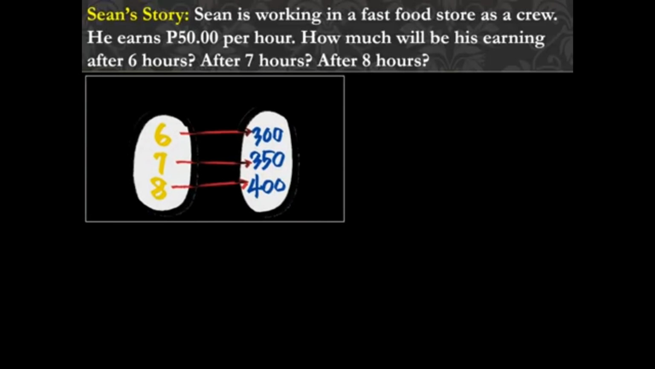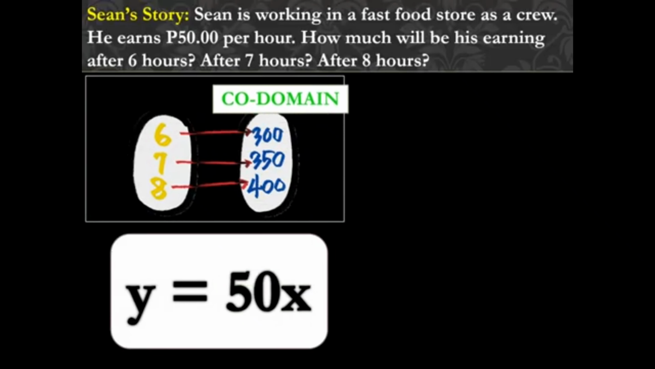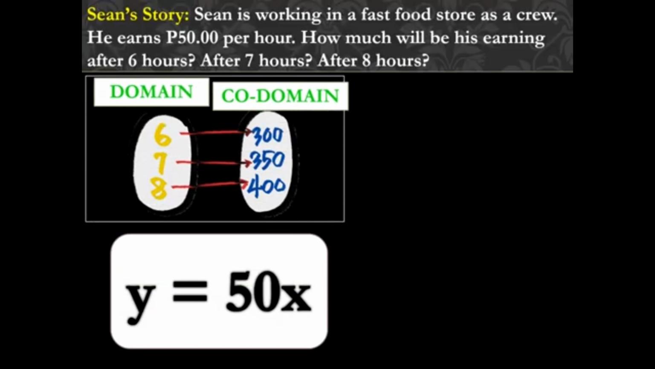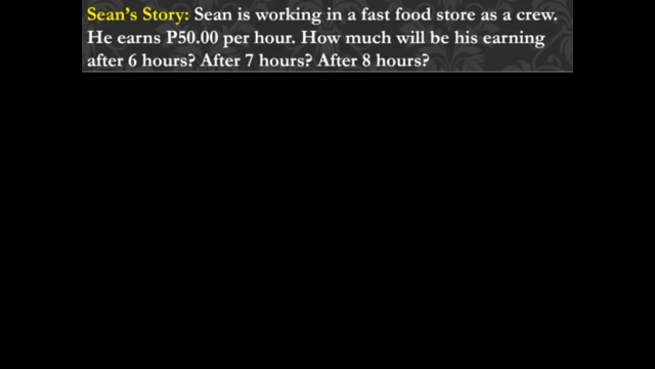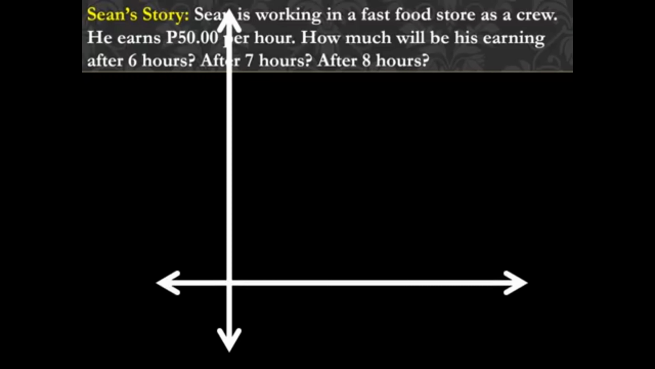Okay, so this is the mapping diagram and the equation or rule. Once again, the domain and the codomain, which is also the range. Next, let us represent the given relation using a graph.